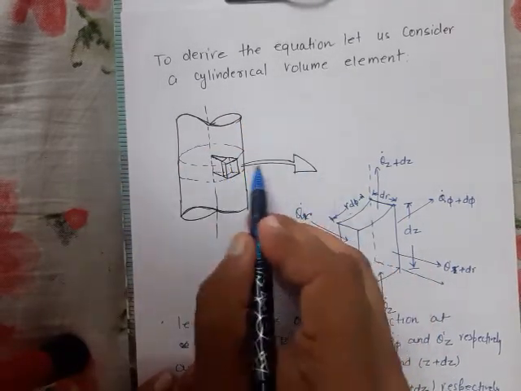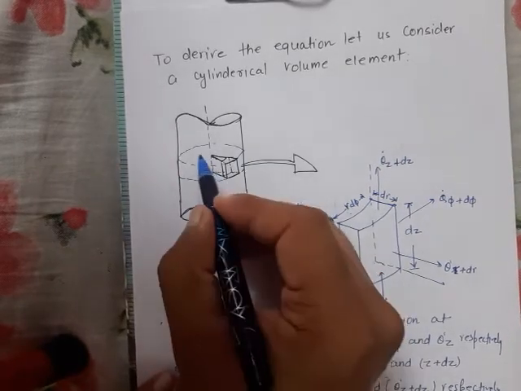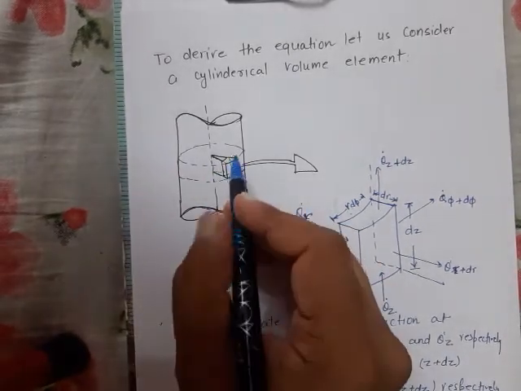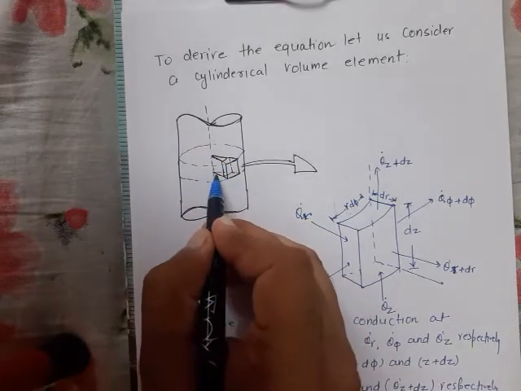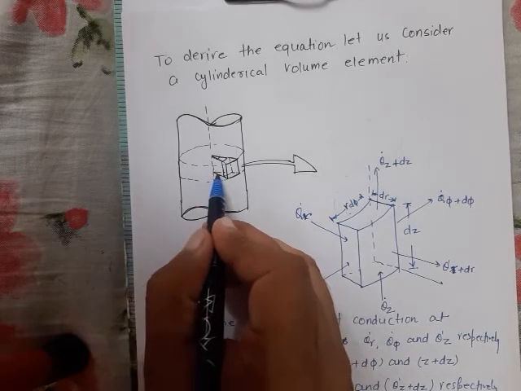This cylindrical volume element has been taken out. How this has been taken out, please note. This is the cylindrical element. Here in this small diagram, you can find this angle, phi, which is there in the base.